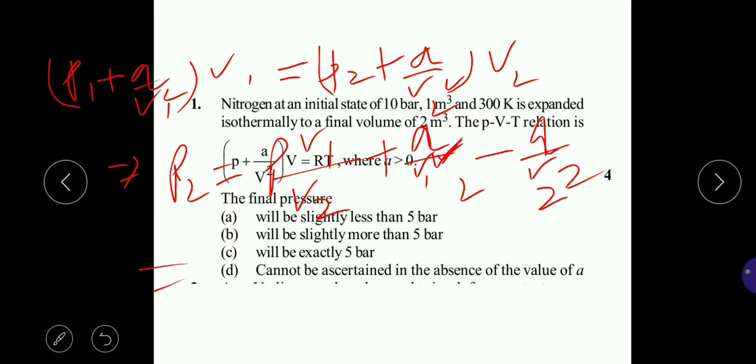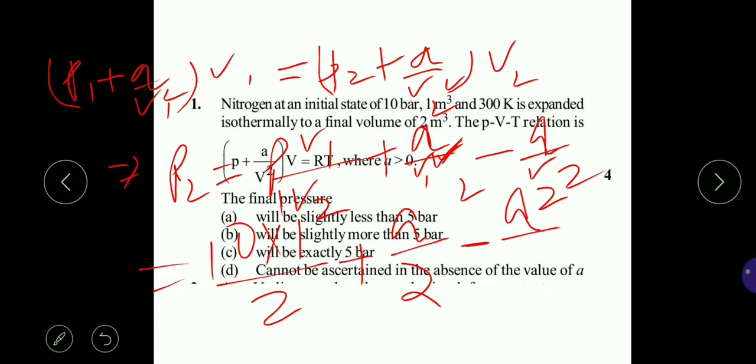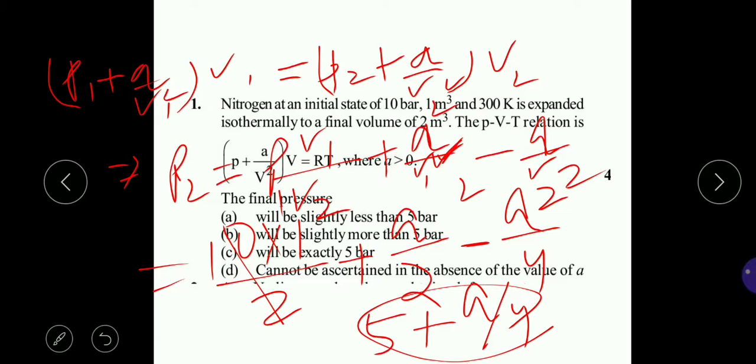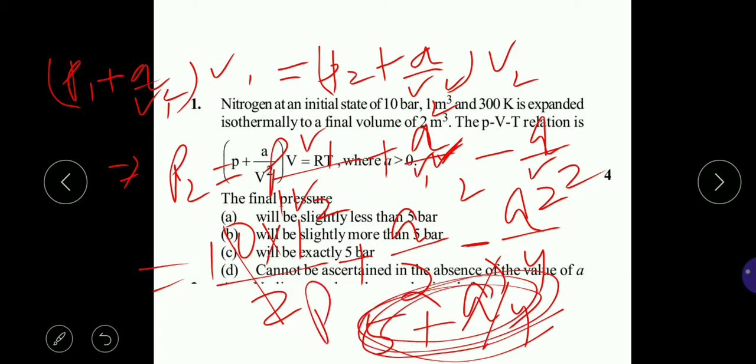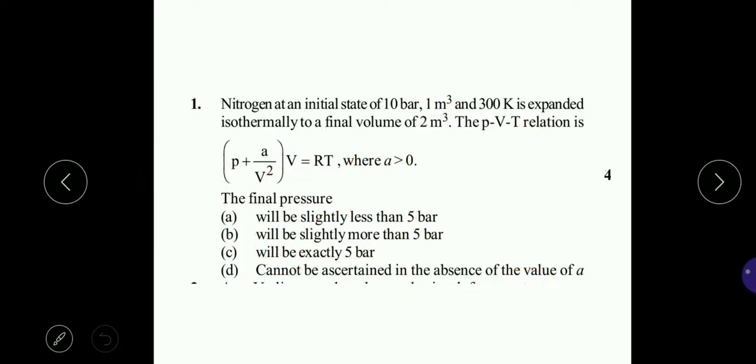So here P1 is given 10 bar. Okay, so 10 into V1 is 1 divided by V2 is 2, plus A by V1 into V2. So V1 is 1 and V2 is 2, so that will be 2, minus A by V2 square, so that will be 4. So directly I can write 10 by 2, this will be 5 plus A by 4. And here A is given as a positive value, so this term, that is P2, will always be greater than 5. So here option B will always be correct.